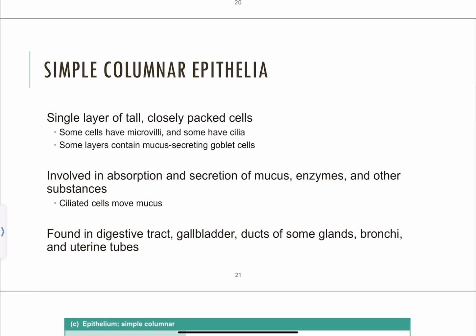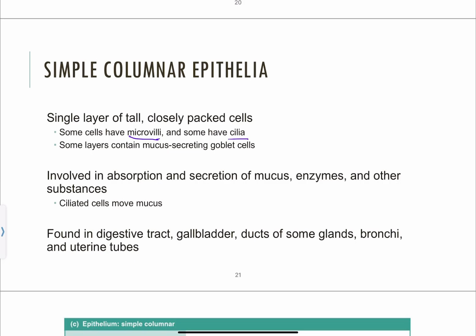The next one is simple columnar, and again, these are just going to be a single layer of tall cells, and they're going to be pretty closely packed, as with all epithelial tissue. They do have two modifications in some of the cells. Some of the cells can have microvilli, so that's one of the modifications. Others can have cilia. The big difference is that microvilli are going to increase the surface area, and cilia function to move substances in one direction across the tissue surface.